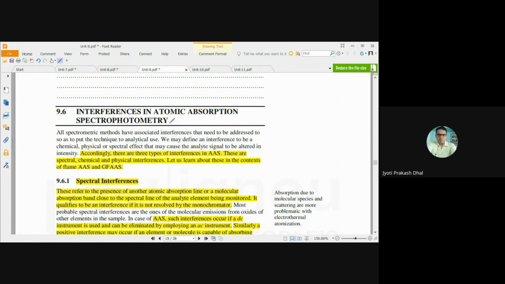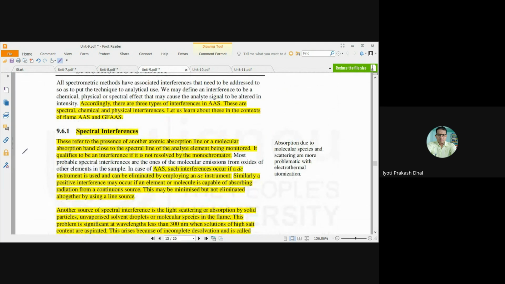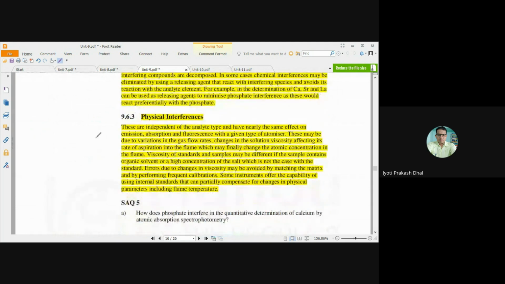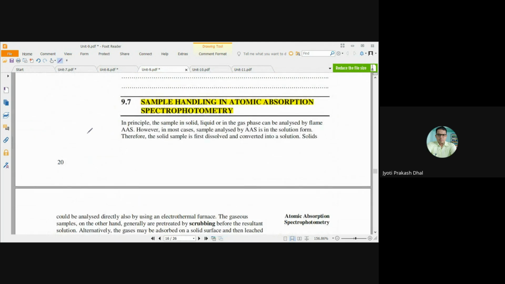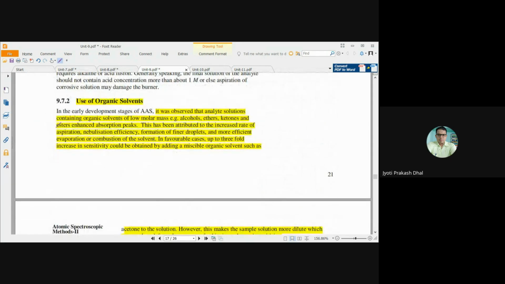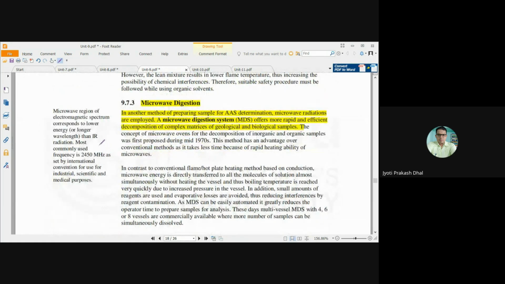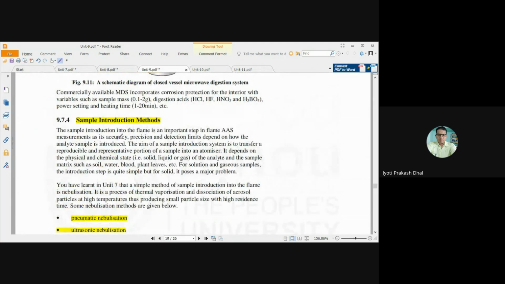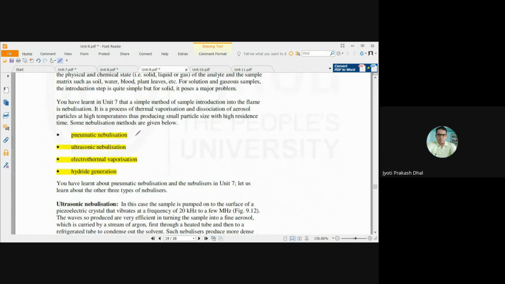And then the types of interferences in atomic absorption spectrometry: spectral interferences, chemical interferences, physical interferences. Then sample handling in atomic absorption spectrometry, preparation of sample. So these are the methods: use of organic solvent for preparation of sample, then microwave digestion, then sample introduction methods, such as pneumatic nebulizer, ultrasonic nebulizer, electrothermal vaporization, and hydride generation.